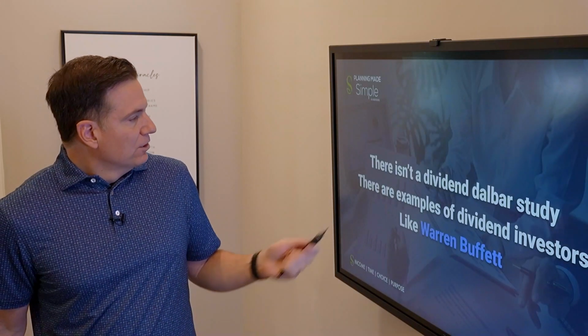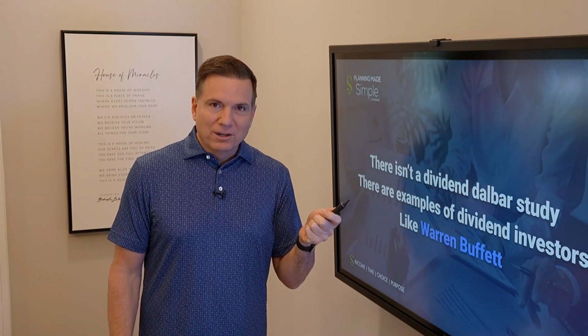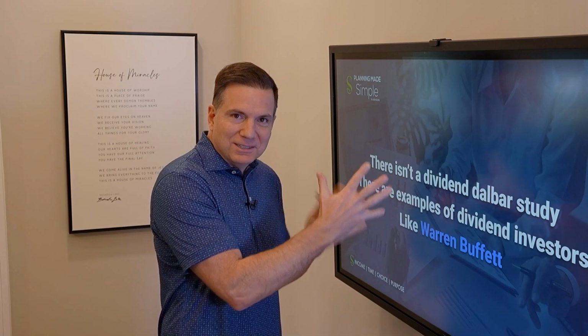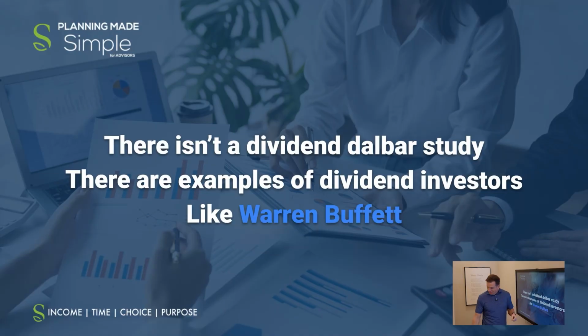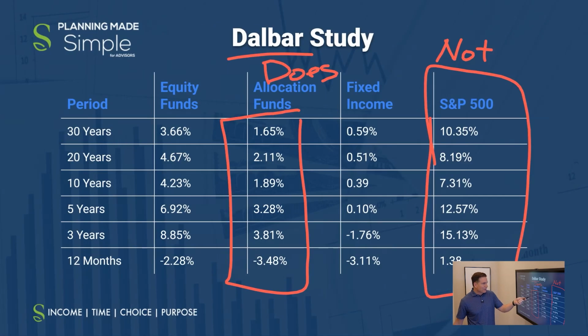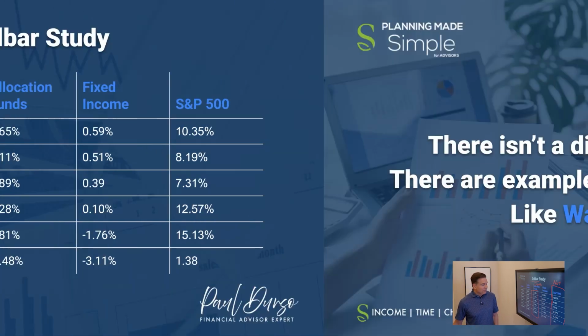All right. So I wish there was a Dalbar study that showed dividends, something just like this. Here's what the S&P did, and then here's what dividend investors did. If they had that, I'd be all over it. I've never seen it. I've been looking, I'm trying to get chat to help me figure it out, and I can't find anything.